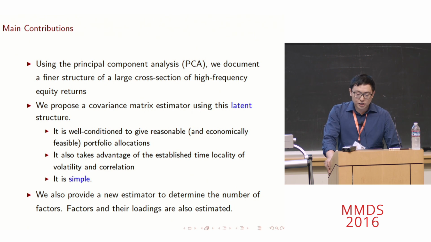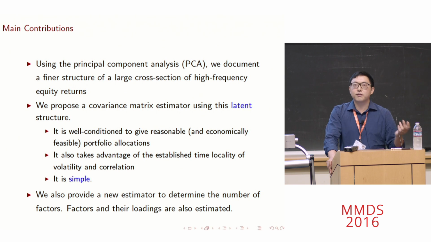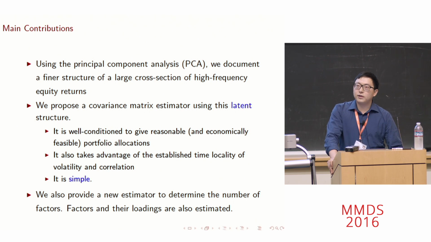It also takes advantage of the established time variation in volatility and correlation. This captures the time varying opportunities that we mentioned in the previous slides. Most importantly, it is simple. This is quite important because we want our method to be used by the audience here, for example, so it has to be extremely simple and accessible to the public. We also provide a new estimator to determine the number of latent factors, and factors and their loadings are also provided.